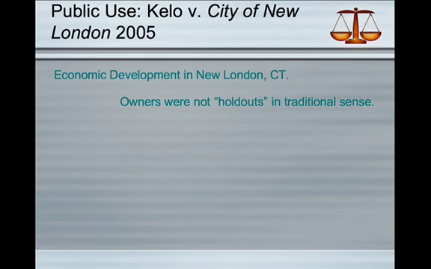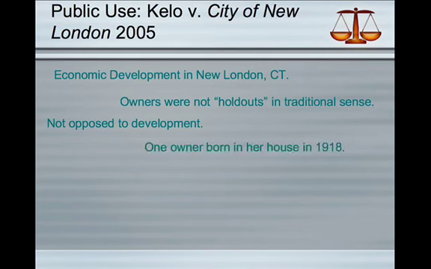And the owners weren't holdouts in the traditional sense. They didn't really want more money. They just didn't want to sell their homes. They also were not opposed to the development. They'd be fine with them putting up the development around their homes. One owner was actually born in her home in 1918, and she lived there her entire life, or she did. And her husband had lived there for 60 years.